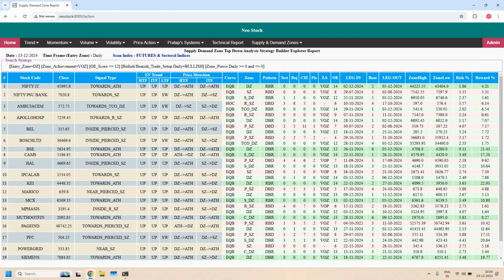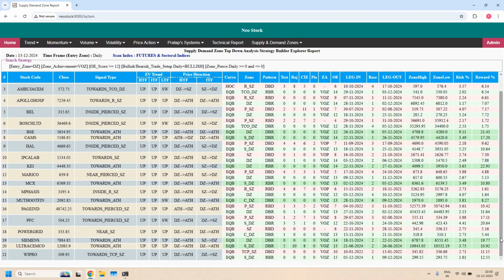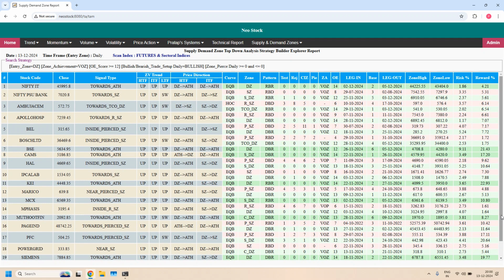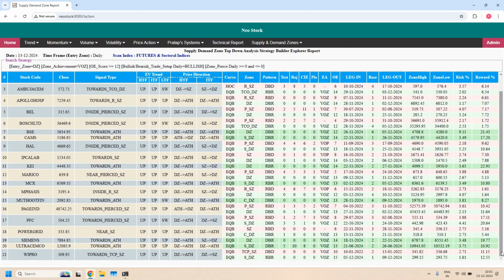With these filters, we got 21 stocks. First 19 stocks in the list. I am scrolling the list down. So all these 21 stocks are supporting bullish trade setup for monthly income trade. Entry zones are daily demand zones. So in all these 21 daily demand zones, there could be some high probability supported demand zones might be available. We need to filter them.